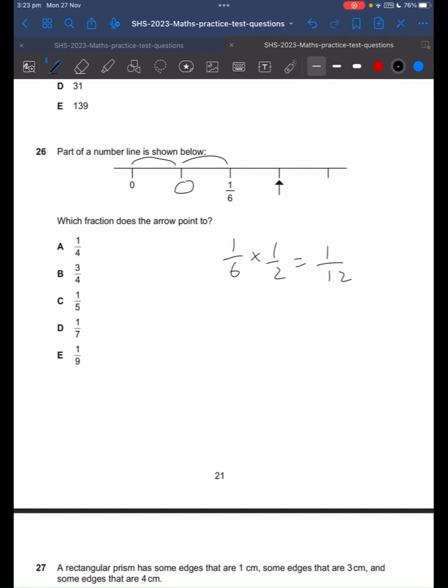But we want to know the one after that. Since this is the first gap and this first gap is 1 on 12, we can say that for this gap, all we need to do is add 1 on 12. So 1 on 6 plus 1 on 12 gives us 2 on 12 plus 1 on 12, which gives us 3 on 12, which is the same as 1/4. So the answer should be A.